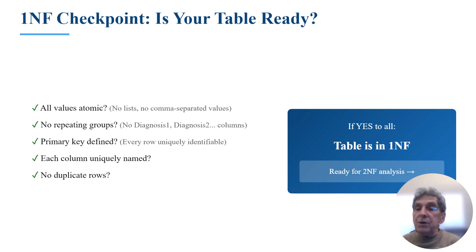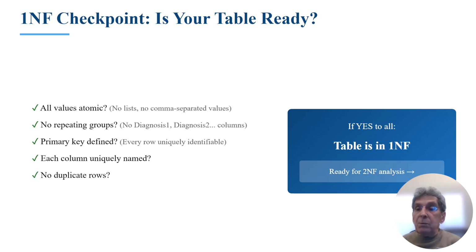Before moving on to second normal form, let's verify that our table is truly in first normal form. Let's ask ourselves these 3 questions to test. Are all values atomic? Check each cell. Is there any cell containing a list or a comma-separated field of values, or multiple items? If yes, you have not gotten into first normal form.